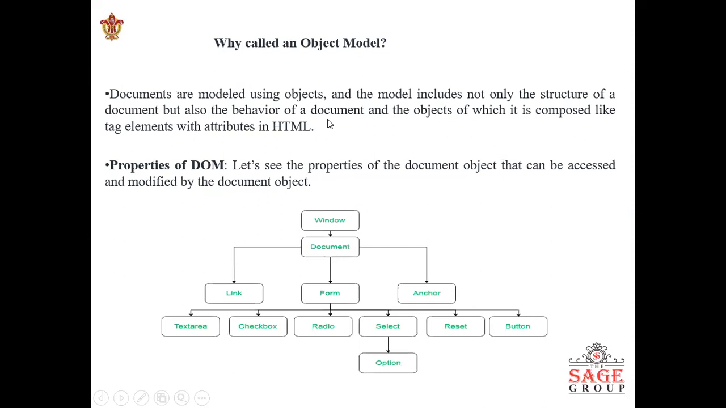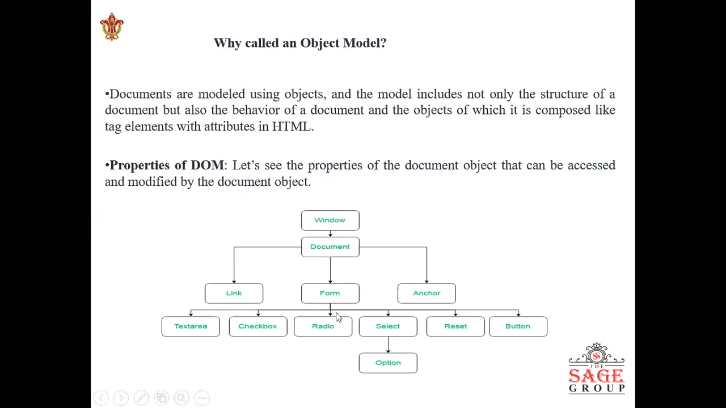Why do we call it an object model? The documents are modeled using objects, and the model includes not only the structure of the document but also the behavior of the document and the objects of which it is composed, like tag elements, which I have discussed earlier in the starting slides, with attributes in HTML and properties of DOM. So let's see the properties of the document object that can be accessed and modified by the document objects.